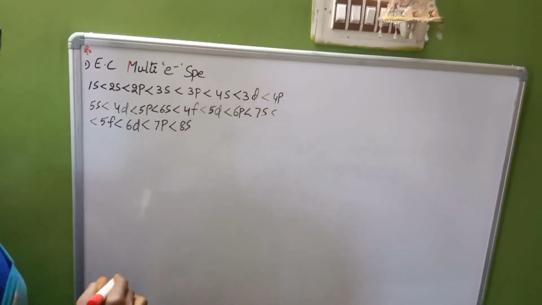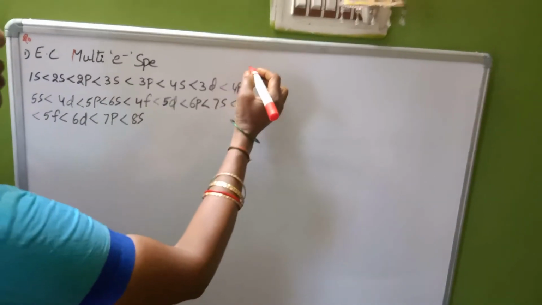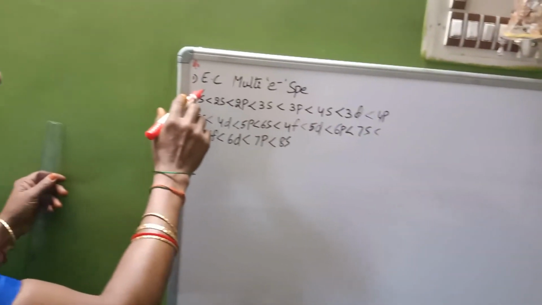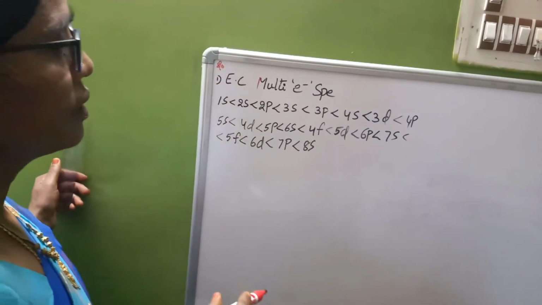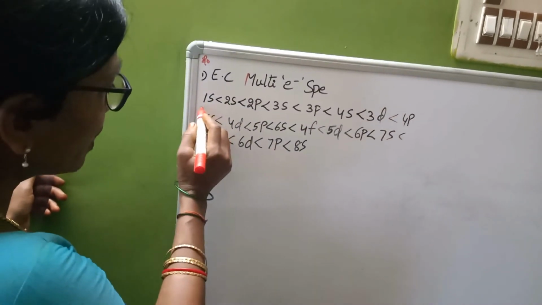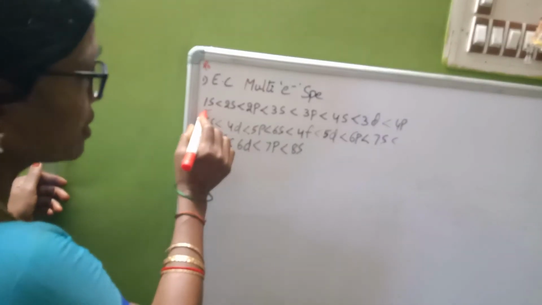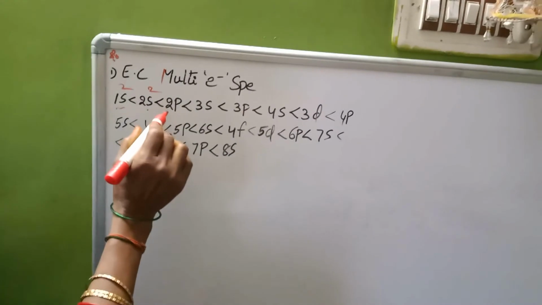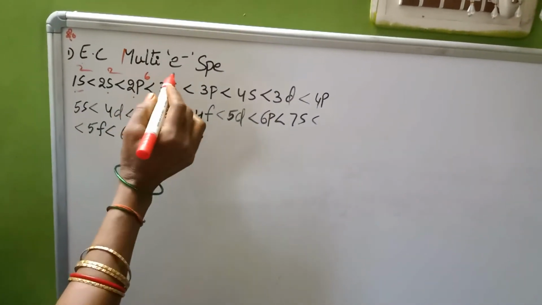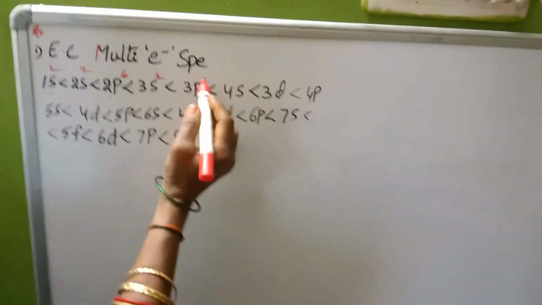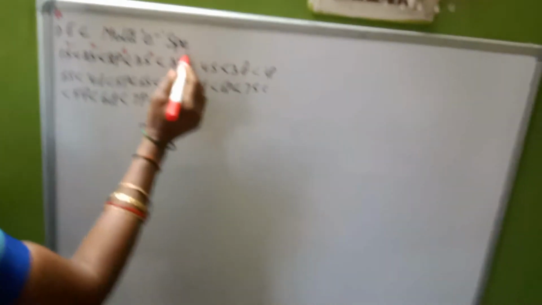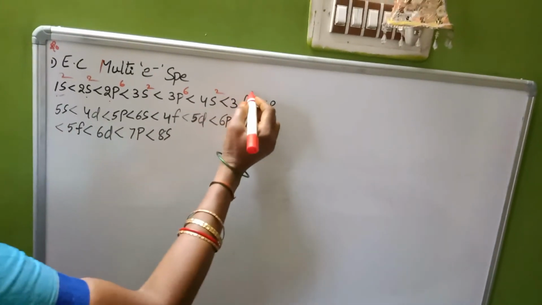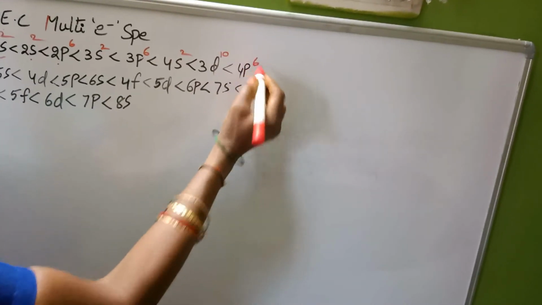Now we are going to learn about electronic configuration. Already we have discussed the filling of electrons in the increasing order of atomic orbitals. According to the Aufbau diagram, first the 1s orbital is filled with 2 electrons, then the 2s orbital with 2 electrons, and the 2p orbital with 6 electrons, the 3s orbital with 2 electrons, 3p with 6 electrons, 4s with 2 electrons, 3d with 10 electrons, 4p with 6 electrons.